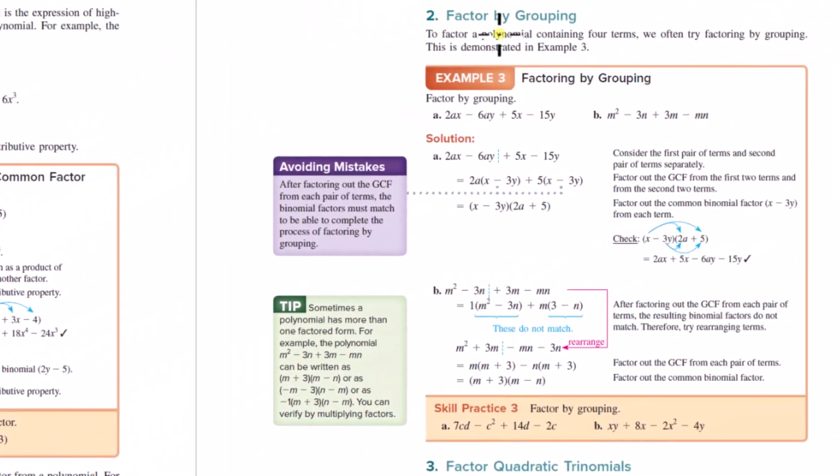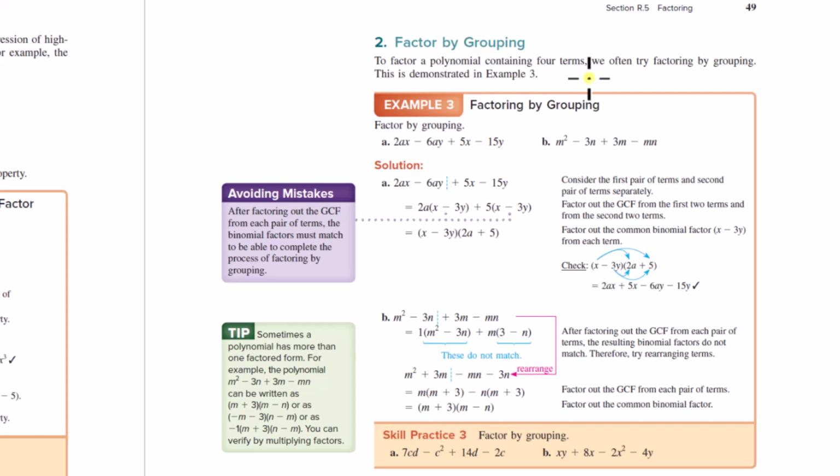All right, factoring by grouping. To factor a polynomial containing 4 terms, we often try factoring by grouping. So yeah, if you've got a polynomial with 4 terms, you first look for the greatest common factor, and then after that, the typical next step is to look for the possibility of grouping. And so what you do is you group like terms. So here they group the 2ax and the 6ay, and then the 5x and the minus 15y. Factor those separately, and you see how this has an x minus 3y, and then this also has an x minus 3y. So then you can factor that.